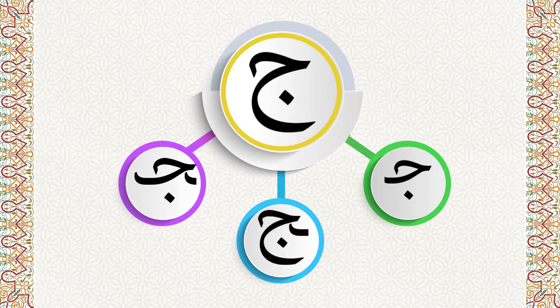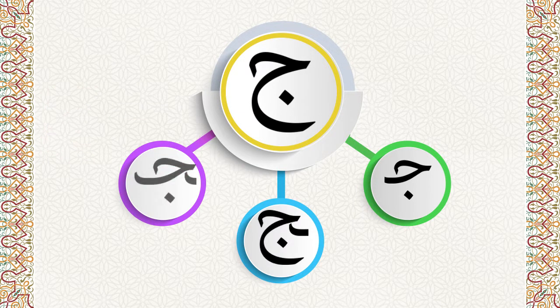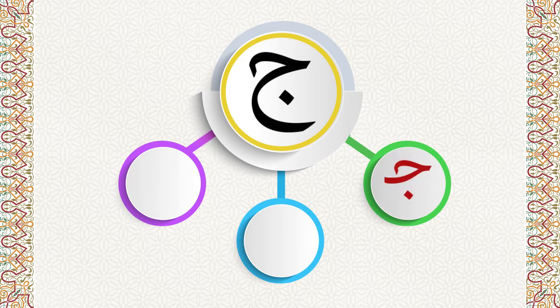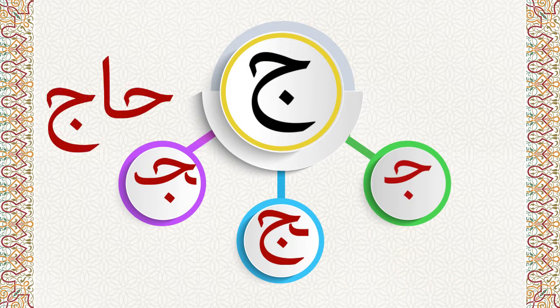And the third one is the end of the letter. For example, Hajja. This is the shape of the Jim at the end of the letter. So these are the three shapes of the Jim: beginning of the letter with examples, middle of the letter with examples, and end of the letter with examples.